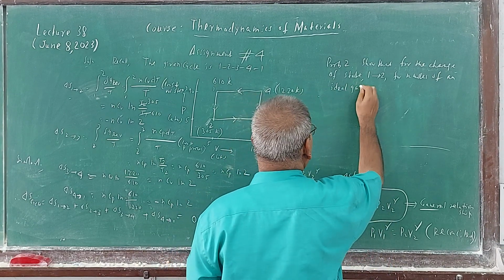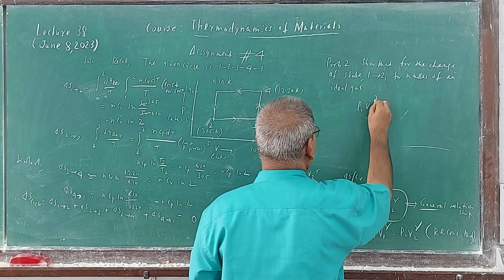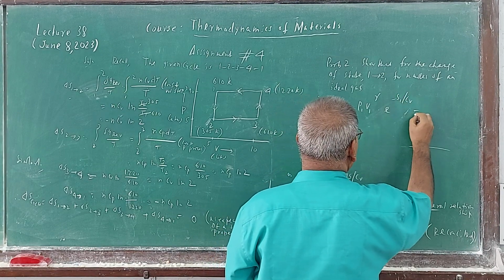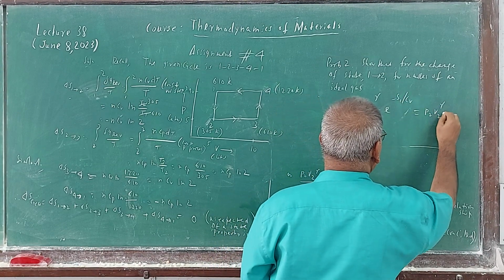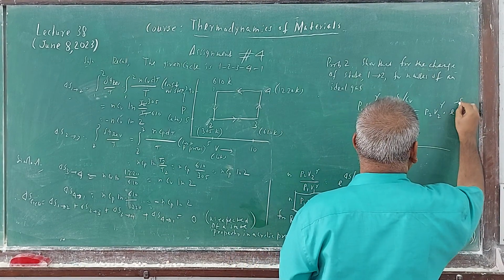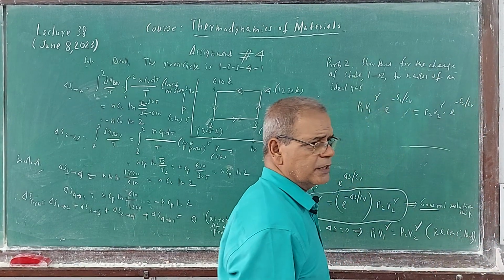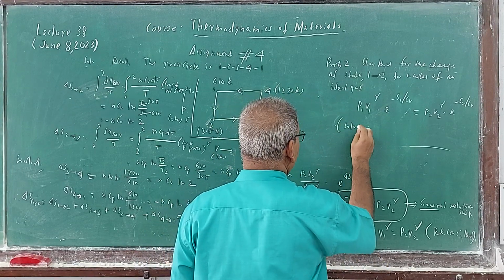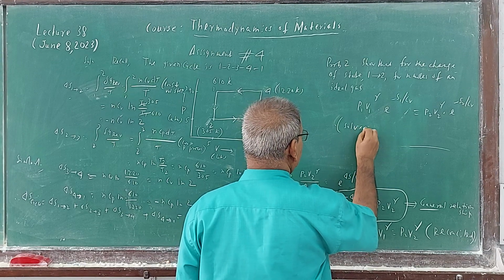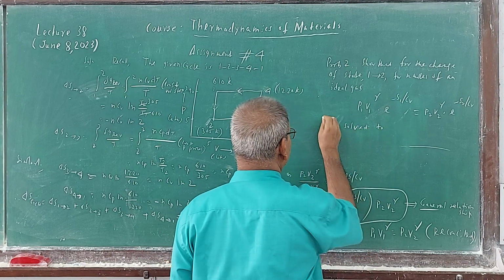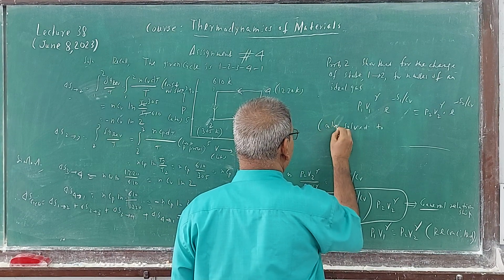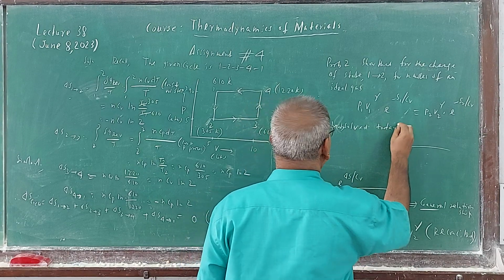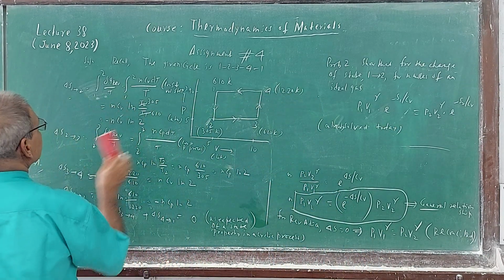P1 V1 to the power gamma times e to the power minus S1 by CV is P2 V2 to the power gamma e to the power minus S2 by CV. I am writing: solved today, already solved today. So problem 2 is over. Remove all these things.